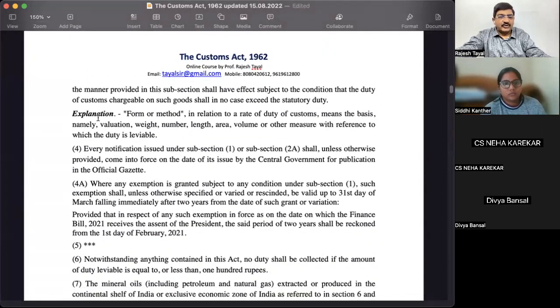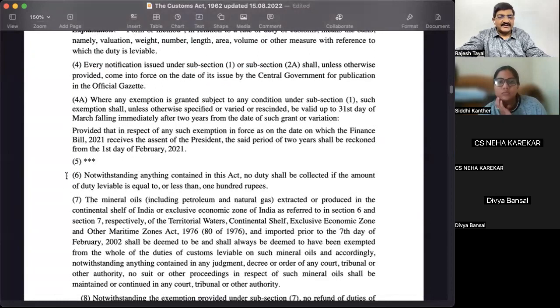Okay. And here also we have a general exemption. No duty shall be collected if the amount of the duty leviable is equal to or less than rupees 100. So general exemption, whether import or export doesn't make a difference, if the amount of duty is not more than 100 rupees on the consignment, no duty shall be chargeable on that. That is a general exemption.